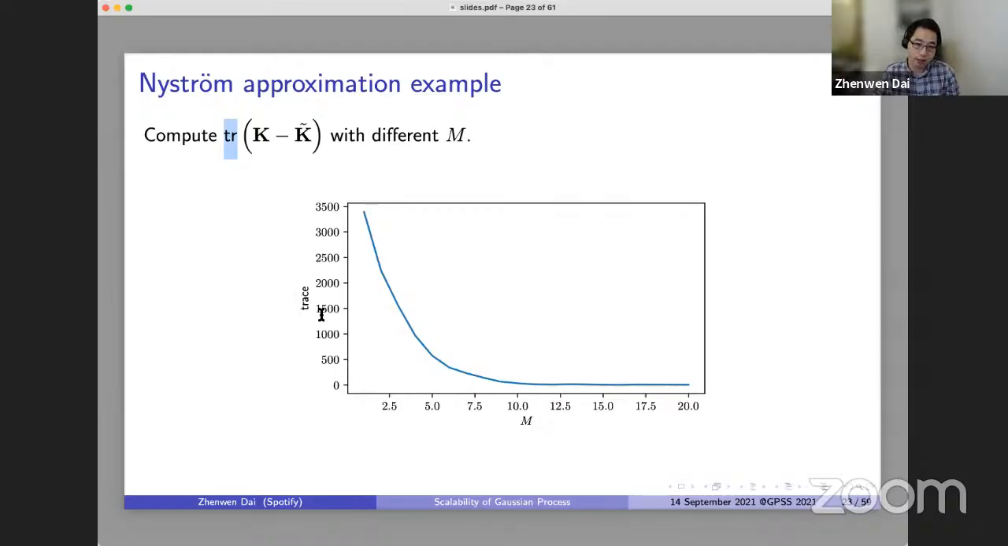The trace value is shown on the y-axis, and the different values of m are shown on the x-axis. This result is an average of 100 random samples of the subset, so that we can see a smooth curve. And you can see the error decreases dramatically when the number of m increases. Roughly at m equals 10, we already see a very small trace value, and at 20 it is very close to 0 already.